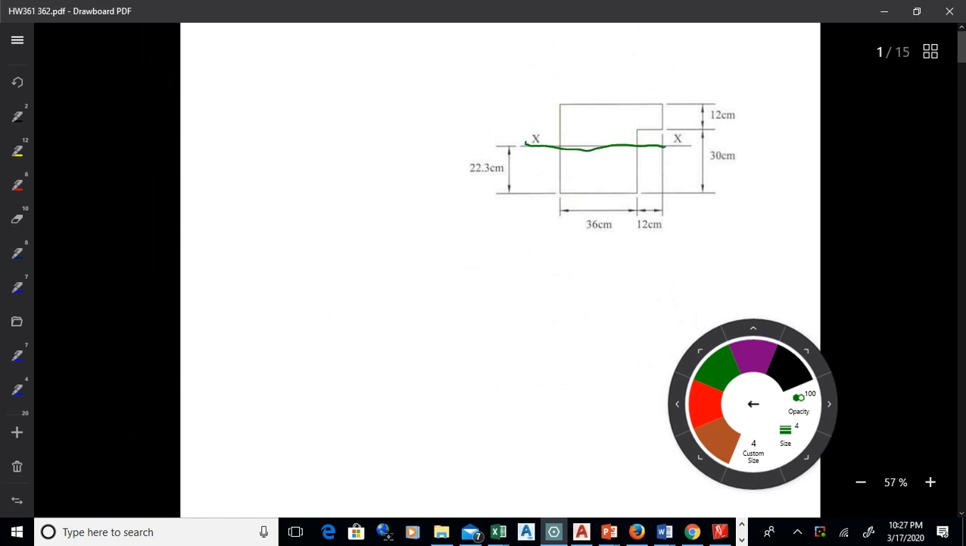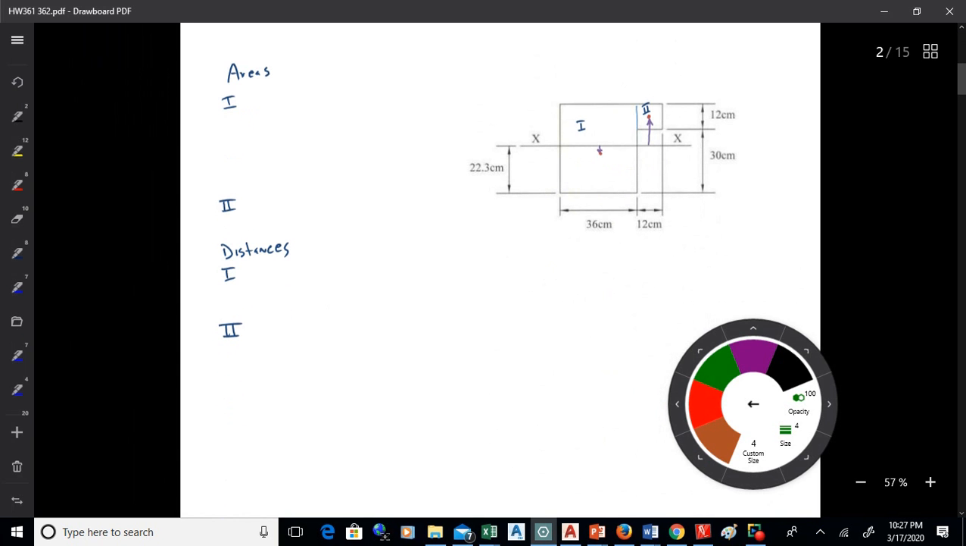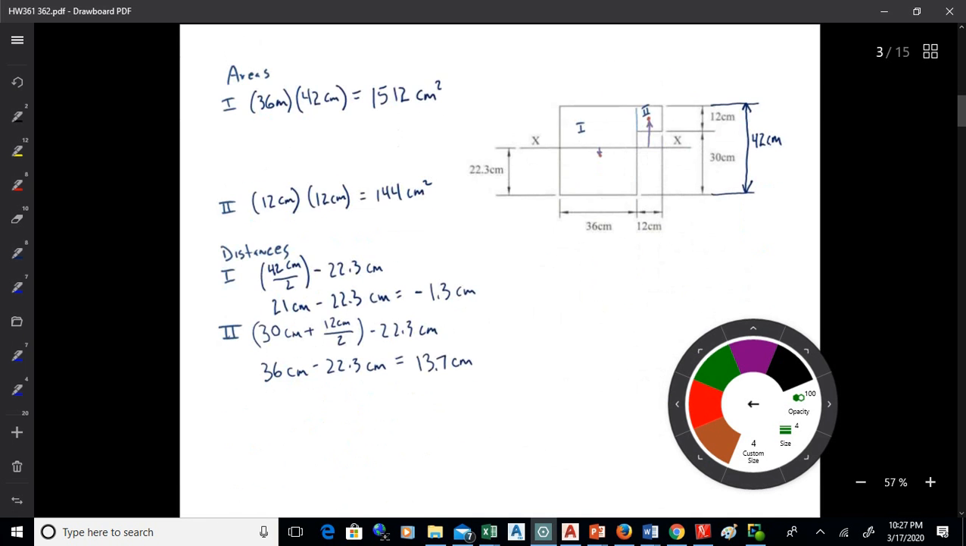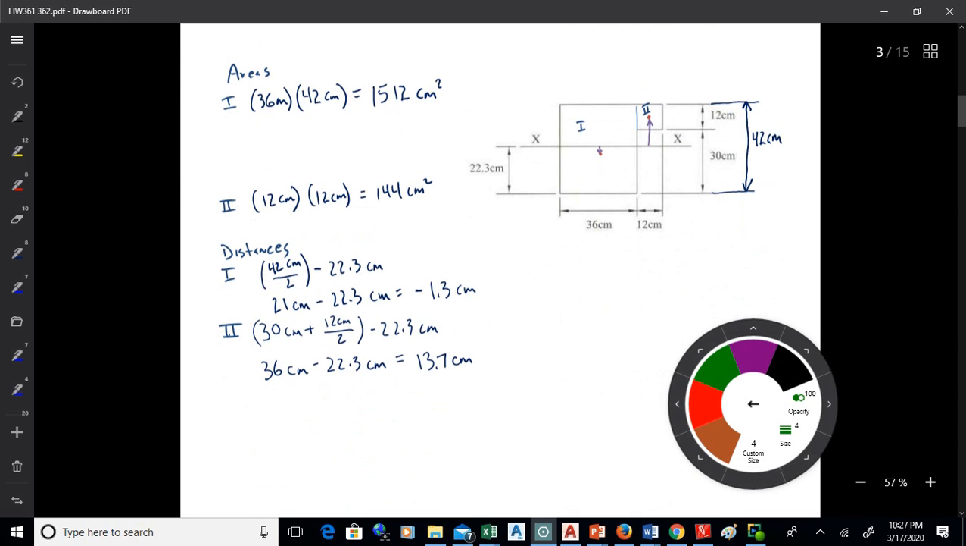Here's the process that you would use to do that. First thing I'd like to do is find the information that I need to work through things, areas and distances. So I just find the areas. I've got two rectangles. The first one's 36 by 42, so that's an area of 1512 square centimeters. The other one's 12 by 12. That's the smaller one up here. I'm calling the big one part 1, the small one part 2. And 12 by 12 is 144 square centimeters for part 2.